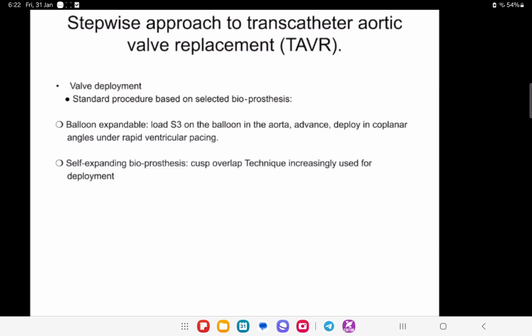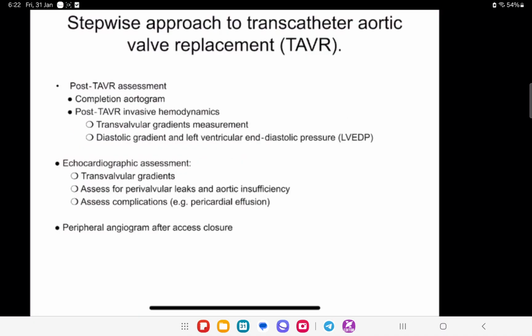There are two types of valves: one is balloon expandable, and one is self-expandable. For the balloon expandable valve, the valve is loaded on the balloon in the aorta, advanced, and deployed at coplanar angles under rapid ventricular pacing. Whereas in self-expandable bioprosthetic valves, the cusp overlap technique is increasingly used for deployment.